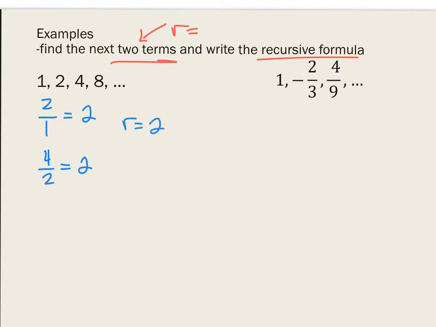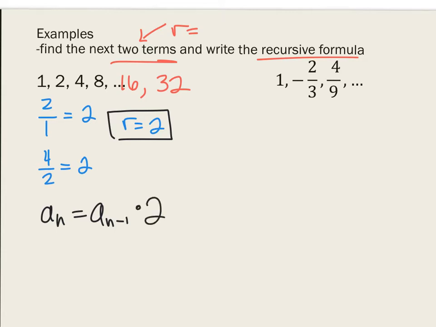If I was to fill this out for the next two terms, I would take 8, multiply it by 2, which would give me 16, and then multiply that by 2, which gives me 32. Now when I write my recursive formula, all I need to have is r. So when I plug this in, a sub n, that always is the same, is equal to a sub n minus 1 times 2. And so we just build our recursive formula that way.